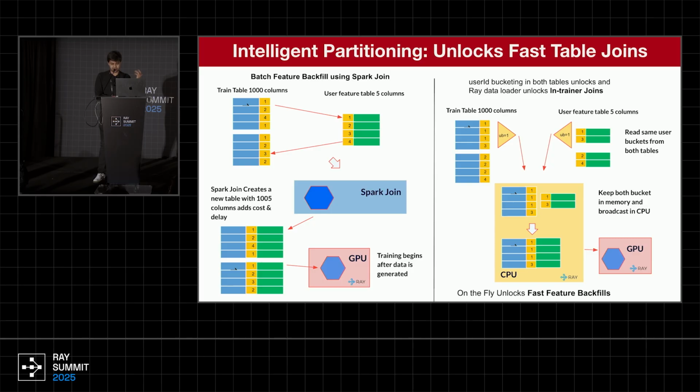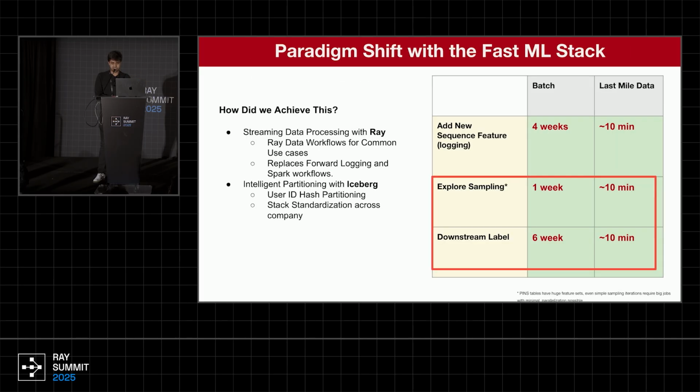So combining the two techniques, distributed data loading and fast feature backfills, we are able to transform a lot of our ML workloads. Samir and Philip today are going to dig deep into sampling and future reward exploration, which have been one of the biggest unlocks for our team.